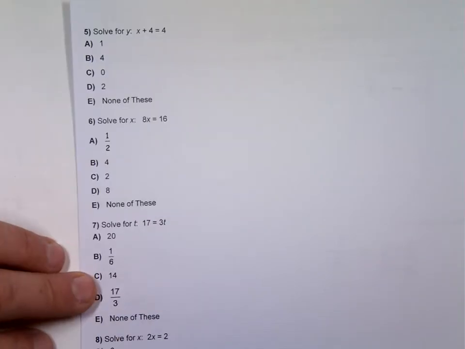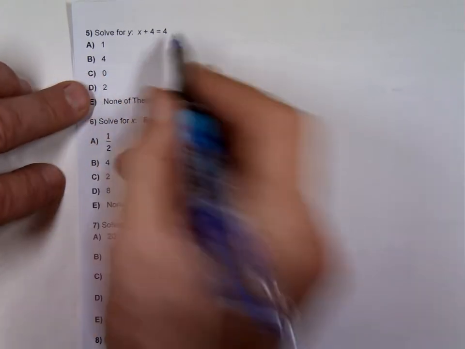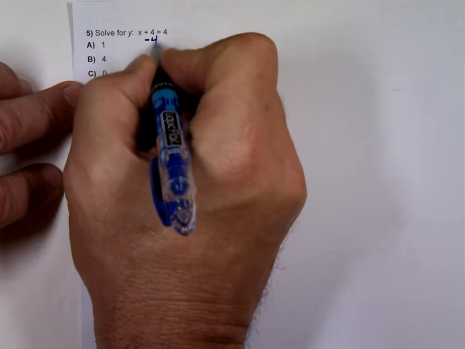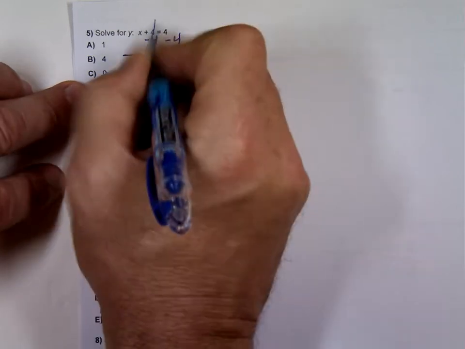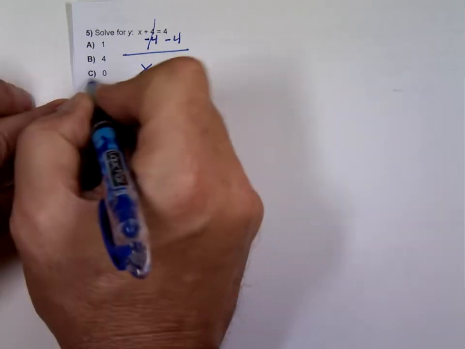Solve for y. It's really x. Oh, solve for x, thank you. X plus 4 equals 4. Subtract 4 from both sides. X equals, what's 4 minus 4? 0.